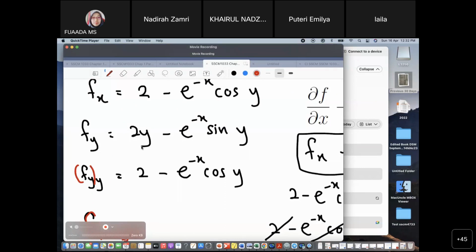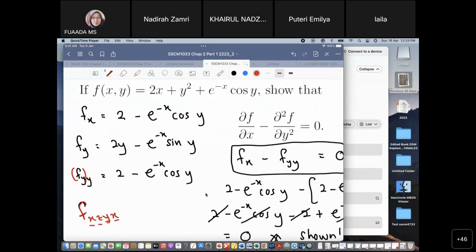So bila bezakan terhadap Y, X constant lah. Macam biasa kita assume X constant. So to Y differentiate to Y dapat 2 lah. Boleh? Faham? Faham. Okay, so the second term X constant, so E minus X ni tak berubah, still ada. And sign, differentiate sign Y terhadap Y, jadi cos Y. Okay, okay, ada lagi soalan sebelum saya pergi ke slide lain?